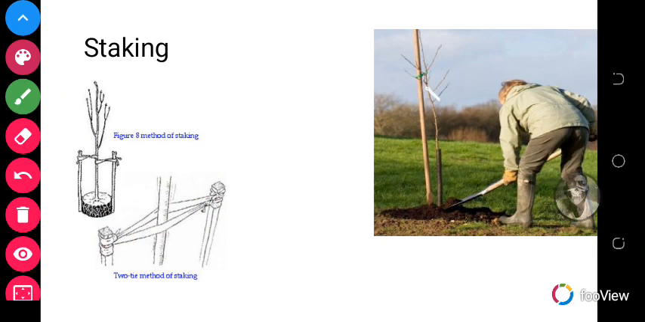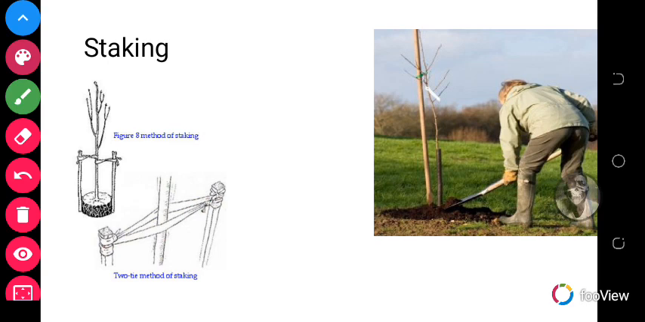Staking. Staking is supporting a crop with a weak stem with a pole or stick so that it grows upright. So you realize that this man here has a stick, and then the plant itself is here. Staking is to ensure that if you have a weak stem, the weak stem does not grow slanted, but grows straight together with the stick. Okay, and that is what we call staking.